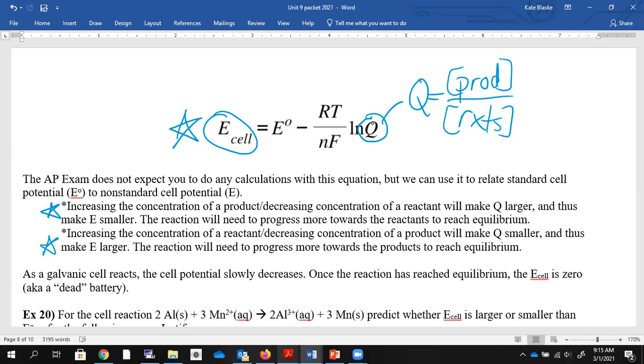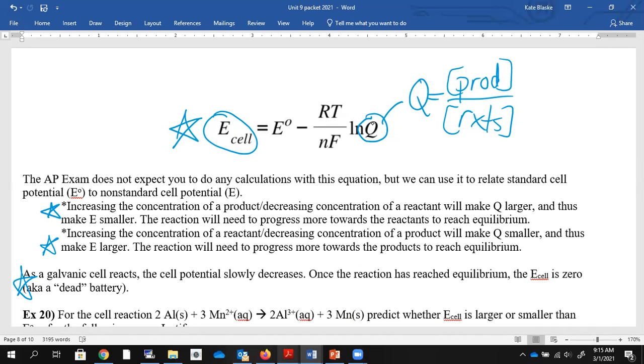So this, it's not really a shift like Le Chatelier's principle is a shift, but it does affect the flow of electrons, either making those electrons flow more or making those electrons flow less. And again, remember that if I get my cell potential to 0, then I have a dead battery. Then I have no more flow of electrons.